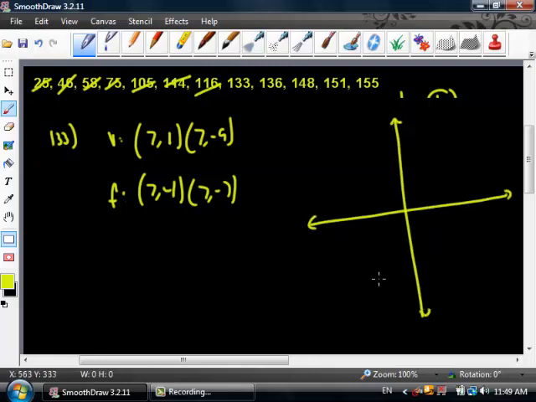All right, 7, -1 is about right here. Oops, that's like 7. Okay, that's 7, -1. 7, -9 is going to be down here. My foci are at 7, -1 and 7, -7.